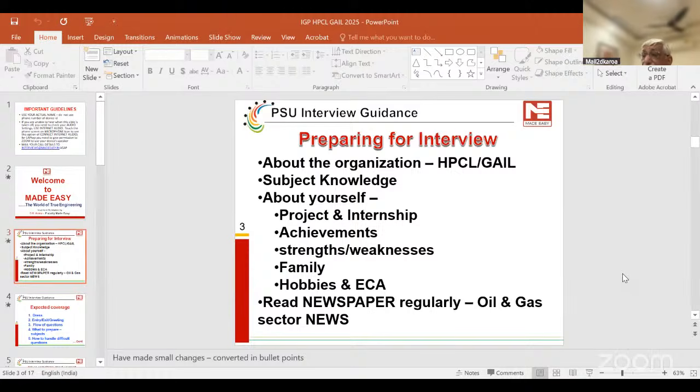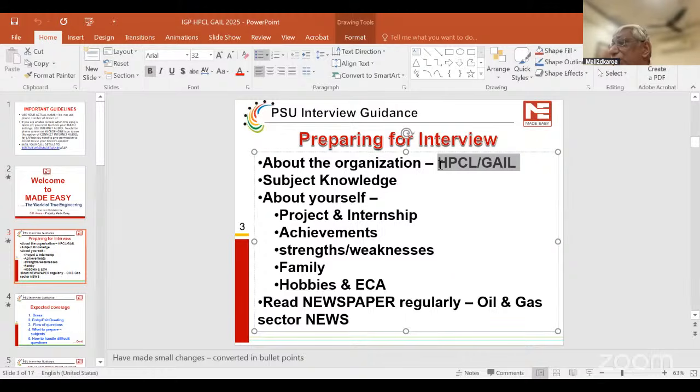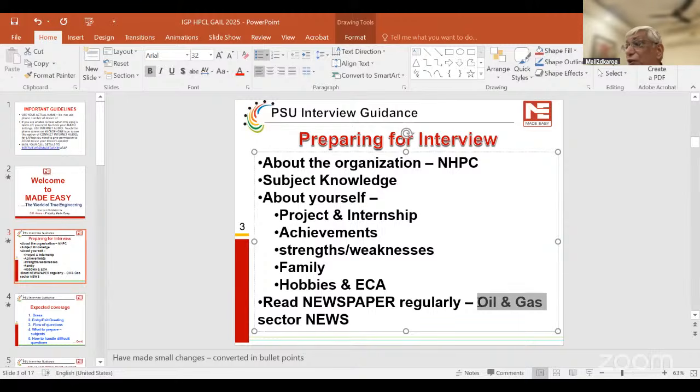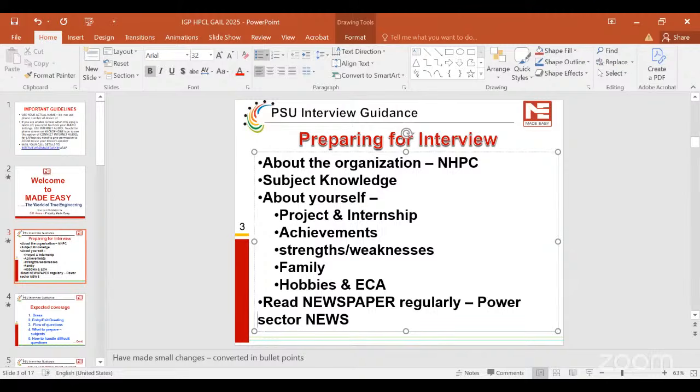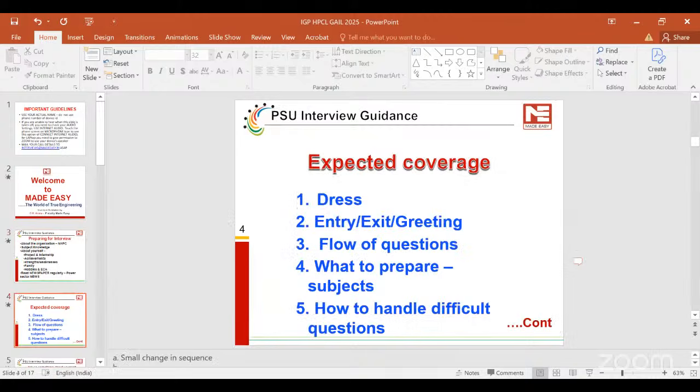All right. Now, when we are preparing for any interview, the first and foremost thing is naturally to know about the organization per se, NHPC in this case. Read the newspaper regularly, particularly in the context of the power sector, right? There can be questions related to the power sector in the NHPC interview. You know that NHPC is a major player in hydropower generation. So very clearly, you need to align yourself with the latest developments in India about the power sector in general, right?